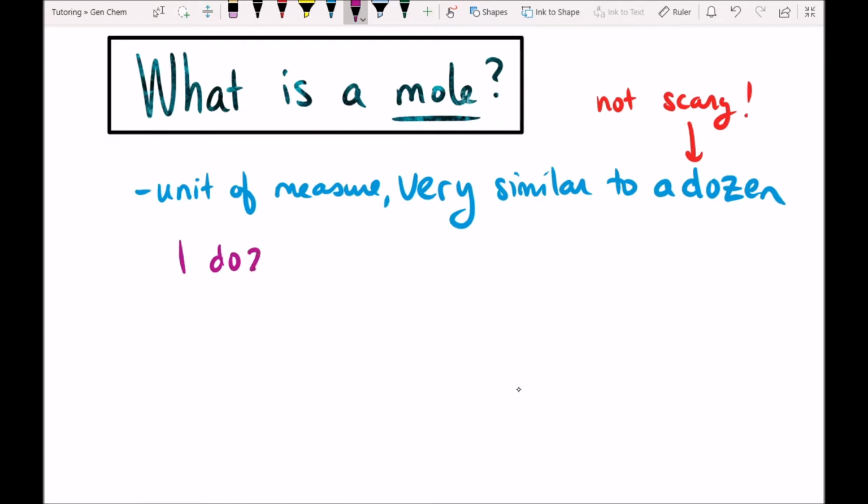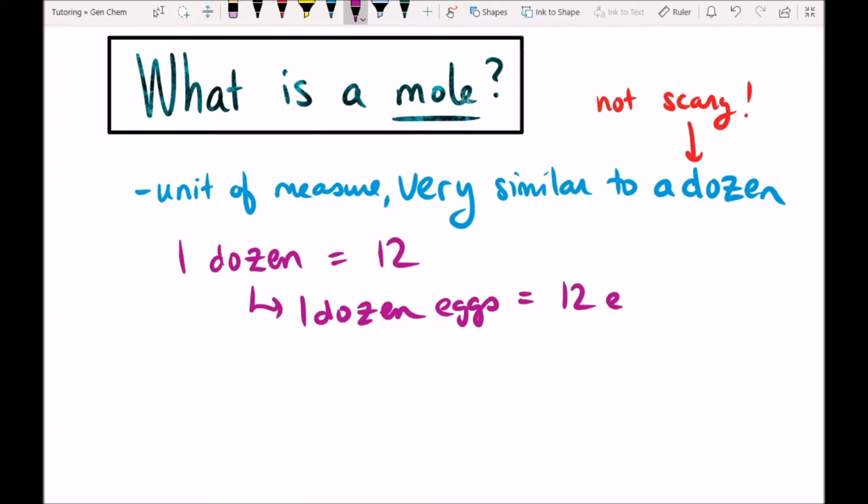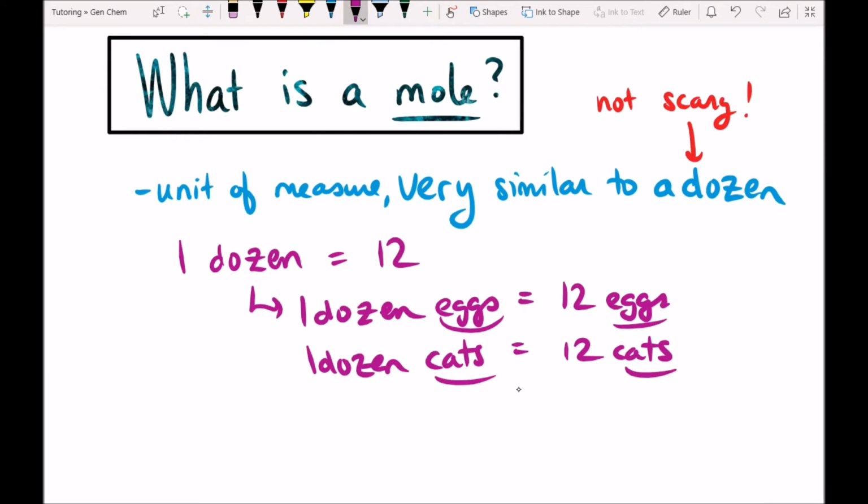1 dozen equals 12, right? 1 dozen eggs equals 12 eggs. 1 dozen cats equals 12 cats. So what do we see between these two? We see that eggs and cats are interchangeable. So the important thing about the dozen is that it refers to a number, and that number is 12.